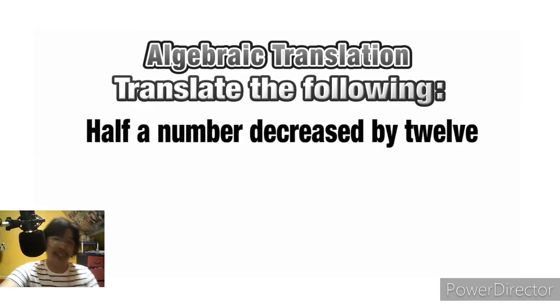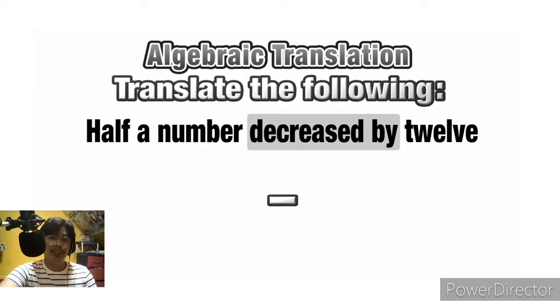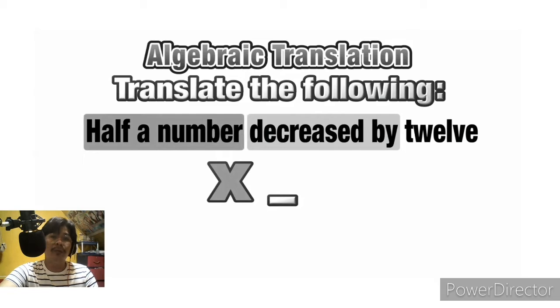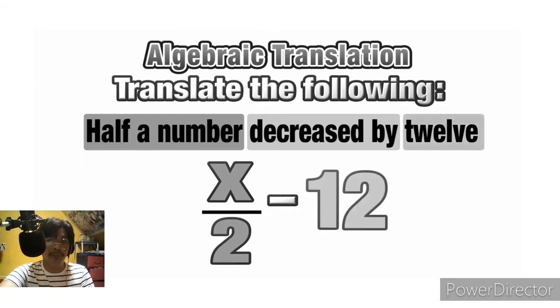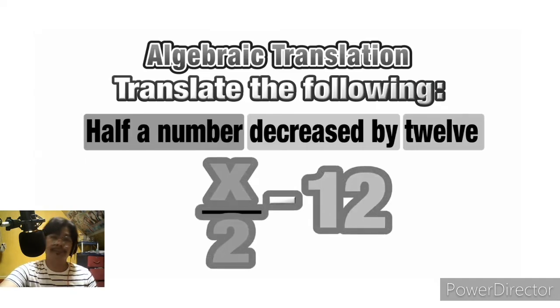It means multiplication. Half a number decreased by 12. Decreased by means subtraction, that's why we have minus. Half a number means you are going to divide it by 2 because that is half. So that's why we have x over 2 minus 12.